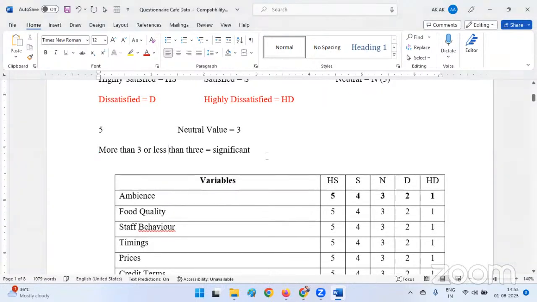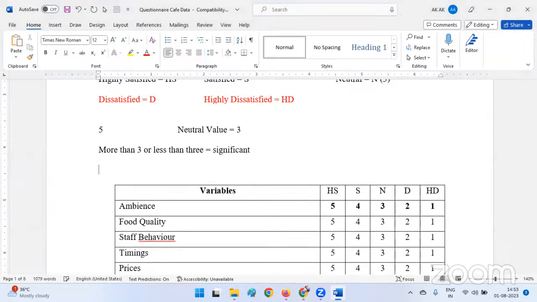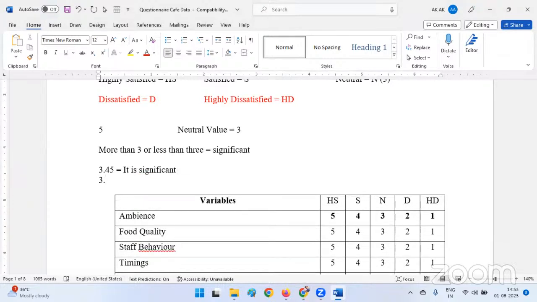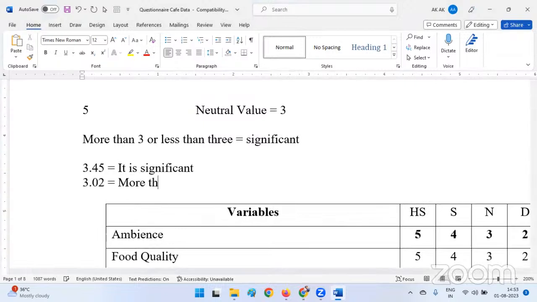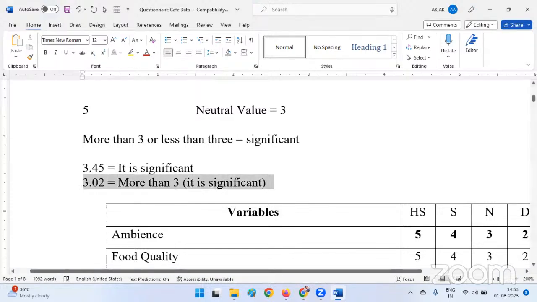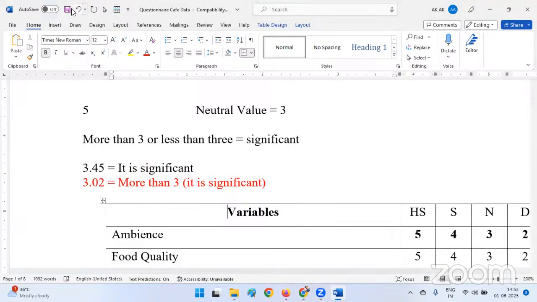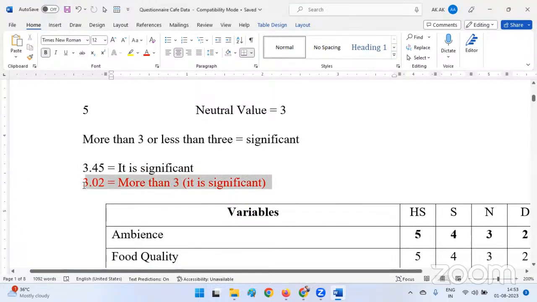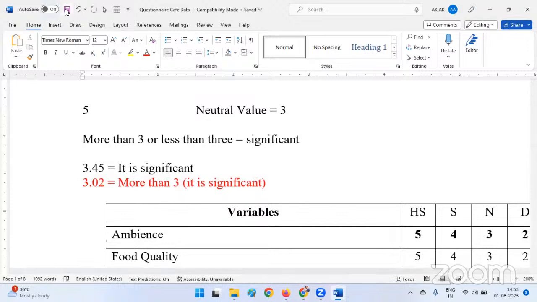But the issue is, if it is say 3.45, we may say it is significant. But if it is 3.02, it is more than 3, but we cannot claim it is significant. We cannot claim it is significant, right? So how do we do it? How do we ensure that it is significant or not?